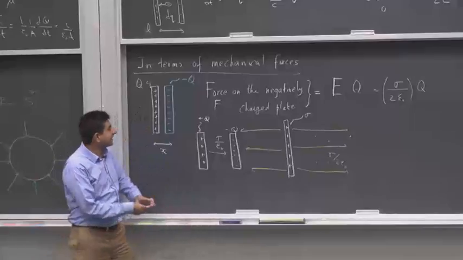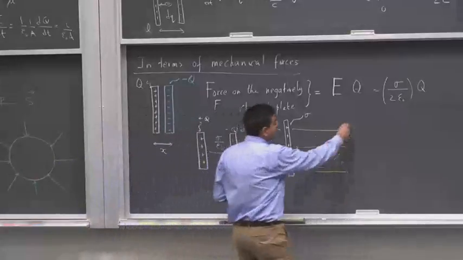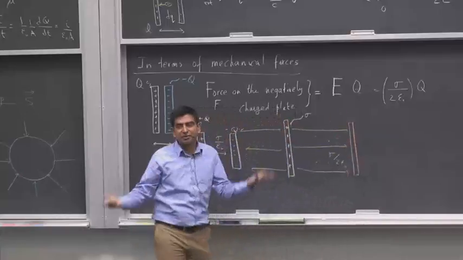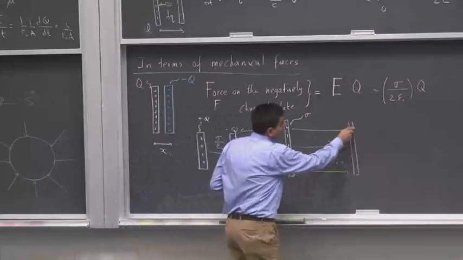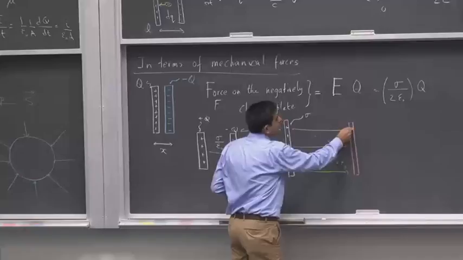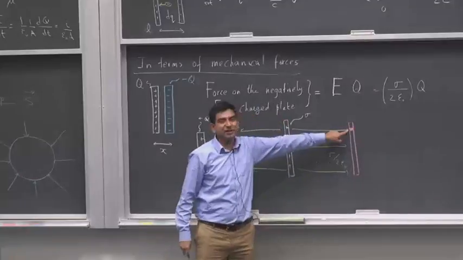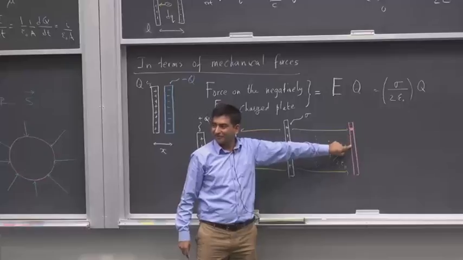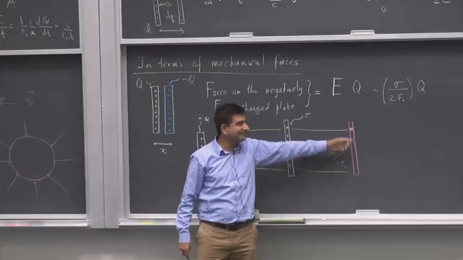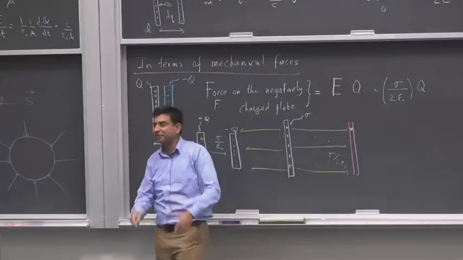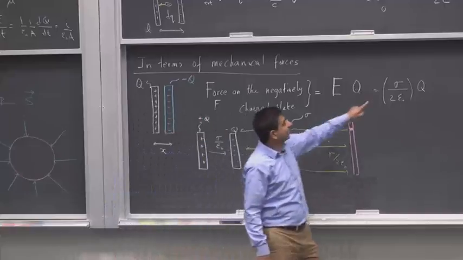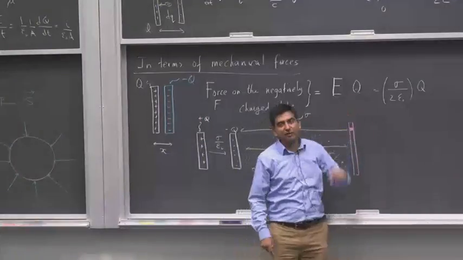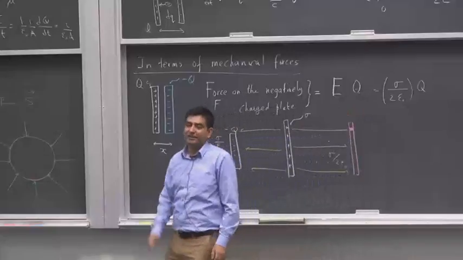Now I place test charges, which is really a collection of some other charges. Now at each point I have a small amount of charge, dq. The force on this charge is dq into the field here. The force here is dq into the field here. Alright? Hence the total force on this negatively charged plate is going to be sigma over 2 epsilon naught into Q. So this factor of a half sneaks in quite neatly.